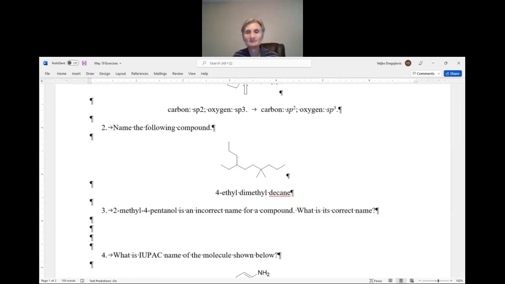We separate the number from the rest of the name by a dash. So ethyl would be 4, then 5, 6, 7. And since there are 2 methyl groups on carbon 7, it will be 7,7-dash. We separate numbers from each other by a comma. So that's one possible name: 4-ethyl-7,7-dimethyldecane. And actually there is no space here.